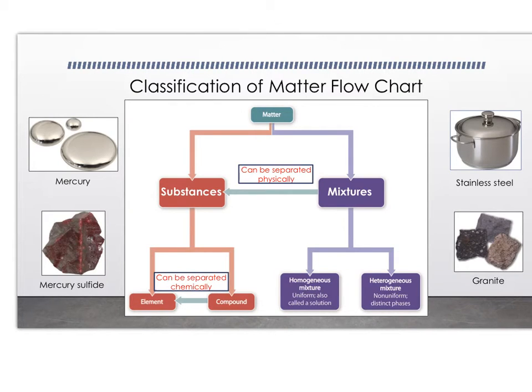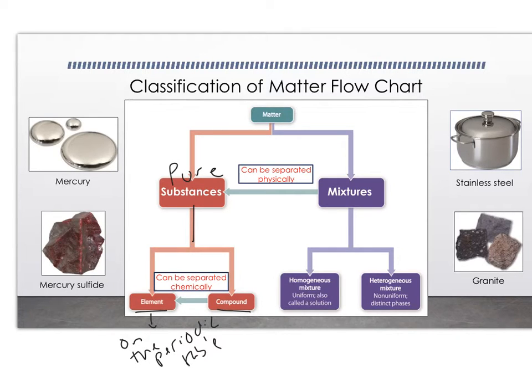So recall that matter is defined as anything that has mass and takes up space. Matter can further be classified into either pure substances or mixtures. If it is a pure substance, these are either considered an element or a compound. An element is any element that can be located on the periodic table.